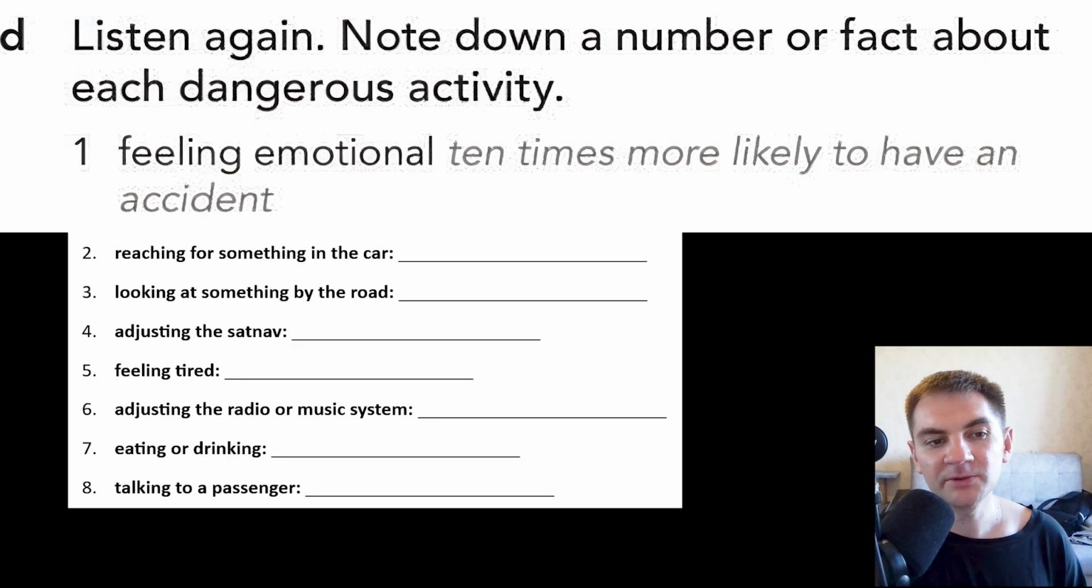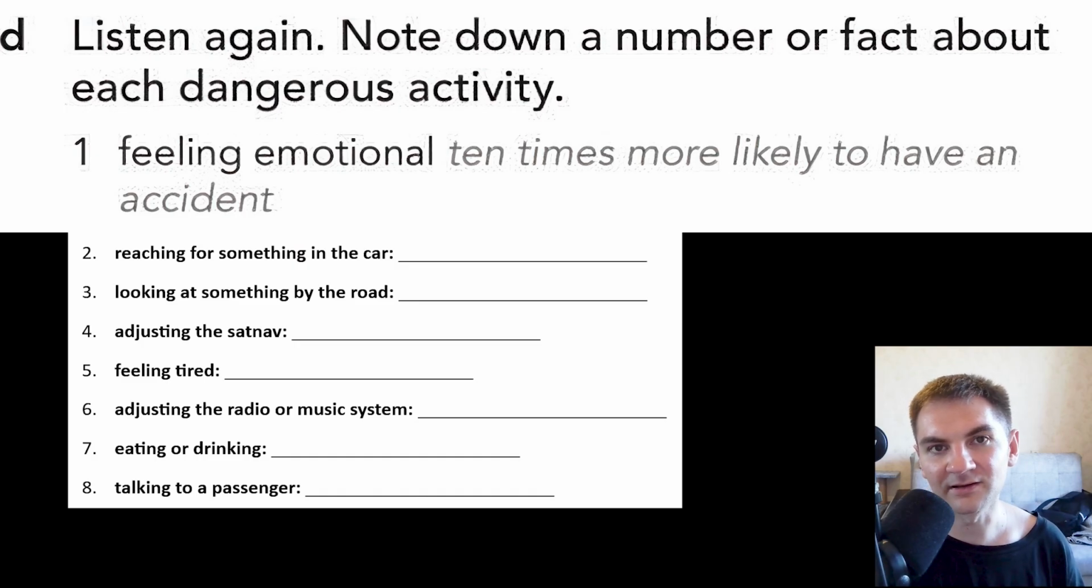Okay, next up. Now you will listen to the interview again, but this time pay very close attention to the numbers and facts the expert gives. Your task: for each of the 8 dangerous activities, write down one number or one fact that you hear. That fact could be a percentage or another piece of specific information. The first one is done for you as an example. You see, feeling emotional, 10 times more likely to have an accident. Now listen and write the key number or fact for the other 7 activities.